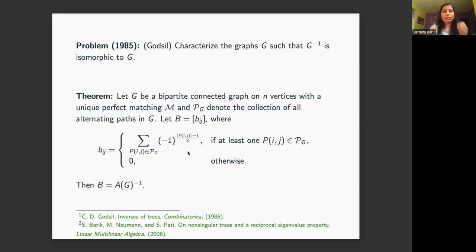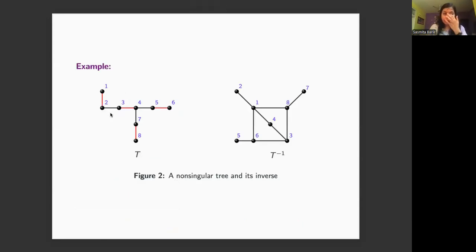So this was the description that we'll use to prove the other results also. This way, we can describe the inverse of the adjacency matrix of a graph which is bipartite with a unique perfect matching. Now, here one example is given. This graph is a tree and it has a unique perfect matching; the red edges are the matching edges.